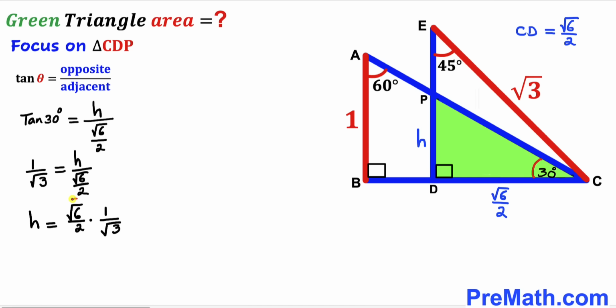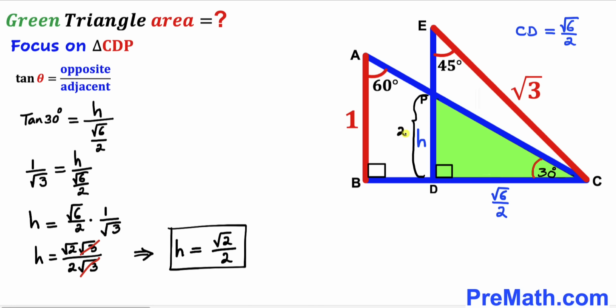And now I'm going to tweak this. Square root of 6 could be written as square root of 2 times square root of 3. And here we can see this square root of 3 and this square root of 3 is gone. So therefore our height h of this green shaded triangle turns out to be square root of 2 divided by 2 units. So thus this height h turns out to be square root of 2 divided by 2.